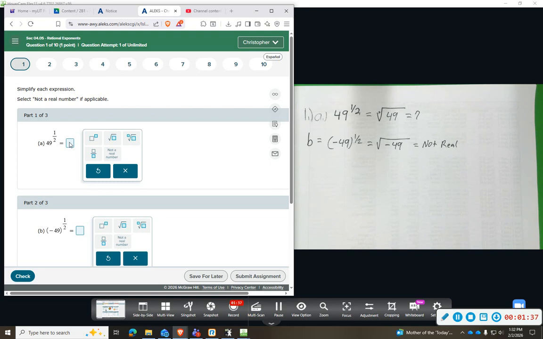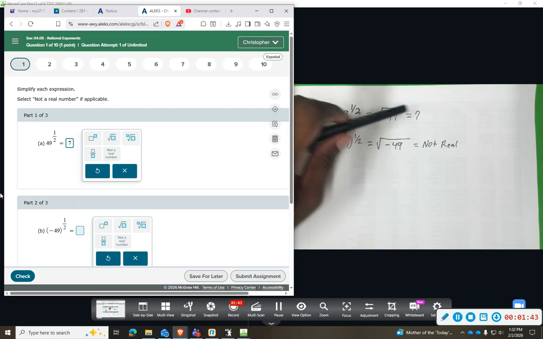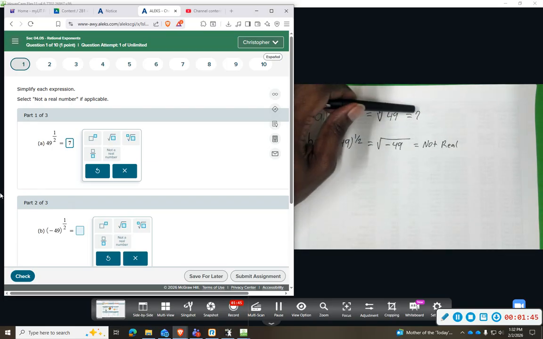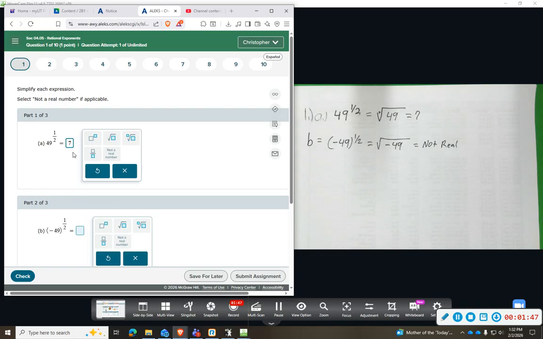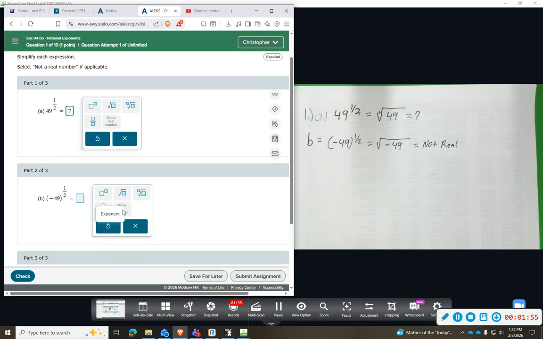So for this first one we get 7. Now usually I would put plus or minus. Take the square root of a number, you get positive or negative. It doesn't look like it's taking that into account now, but you do need to be mindful that when you take the square root of a number you get a positive or a negative. This one is not real.